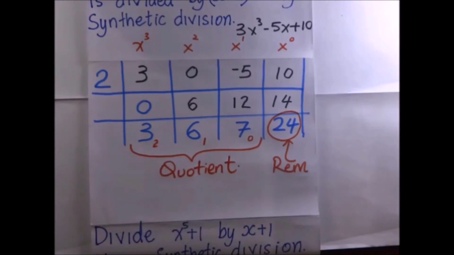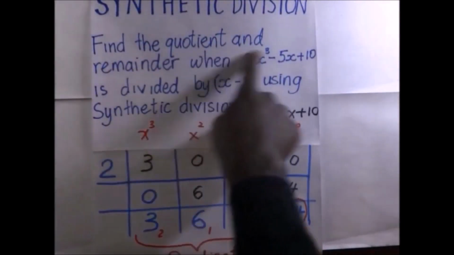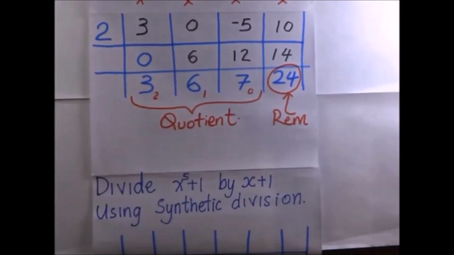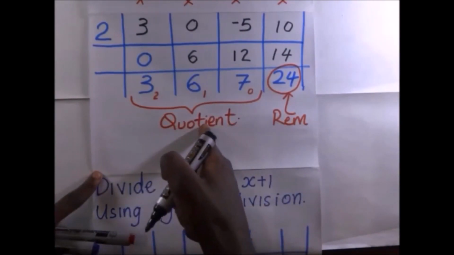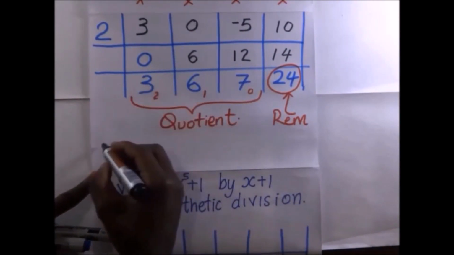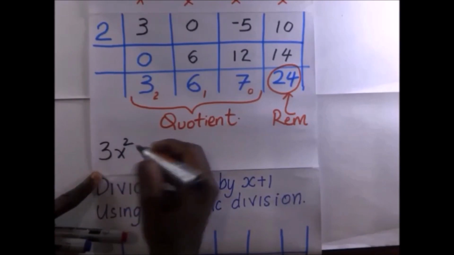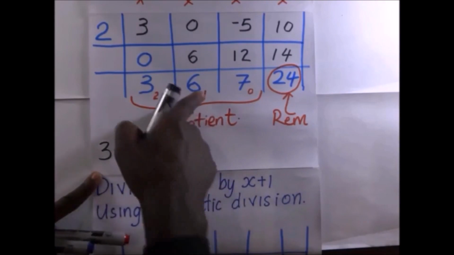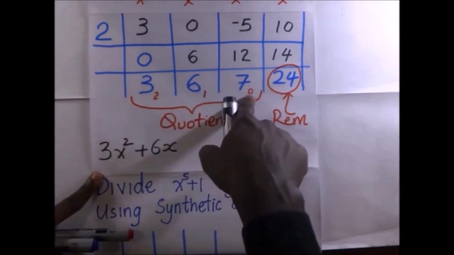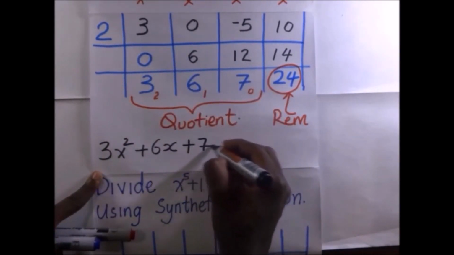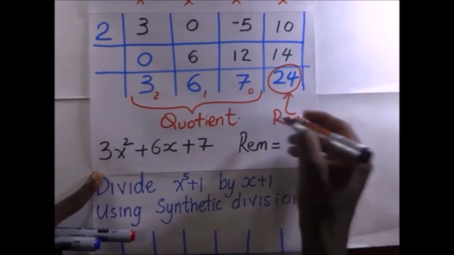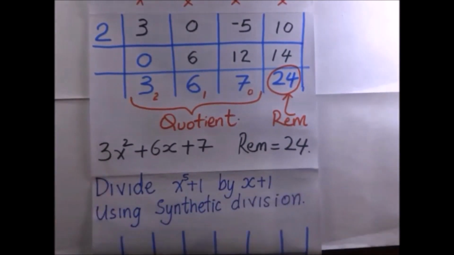So it means that our answer here, because they're asking us to find the quotient and the remainder when that is divided by that, our quotient will be 3x squared plus 6x to the power 1, because it's to the power 1, plus 7x to the power 0 is 1, so it's plus 7. That will be our quotient, and our remainder is 24. That is the answer. So now let's do one more example.